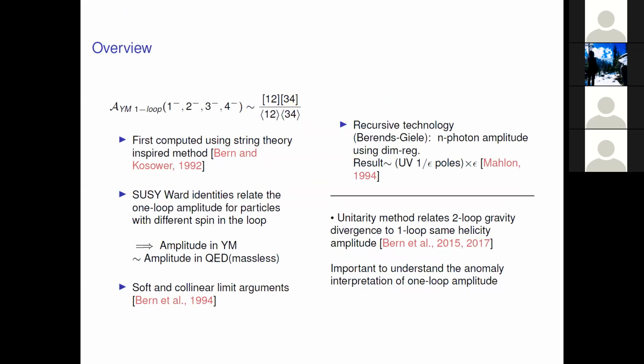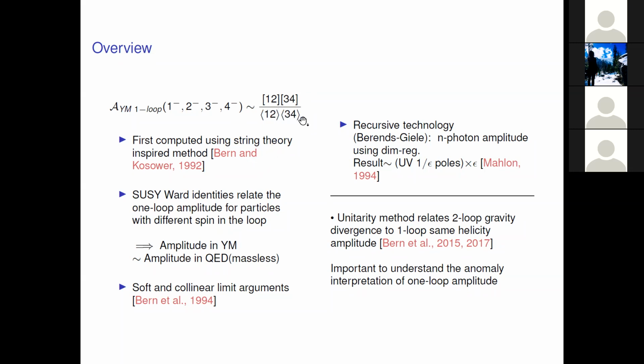So the overview: this is the one-loop scattering amplitude result for gluon-to-gluon scattering. I will explain the notation as I move on, but this is the rational result. This is a finite result with no discontinuities, just poles. This result is very important because it is the basis of my work.